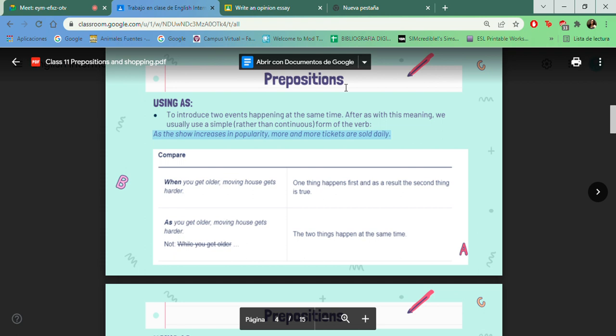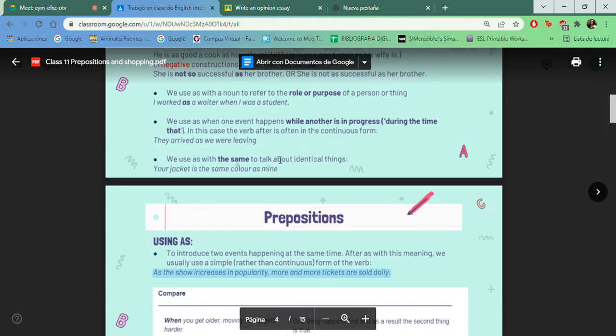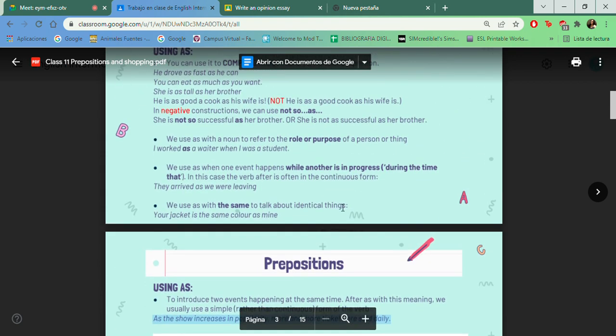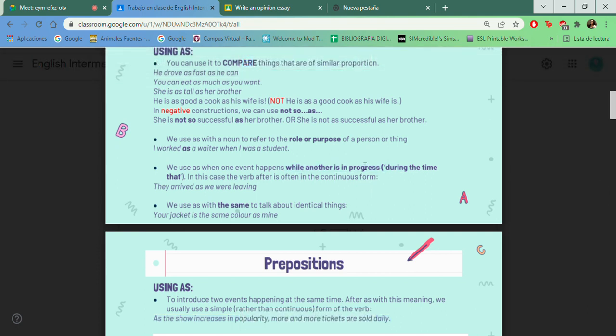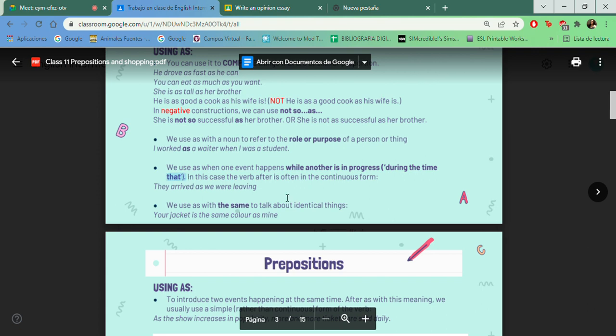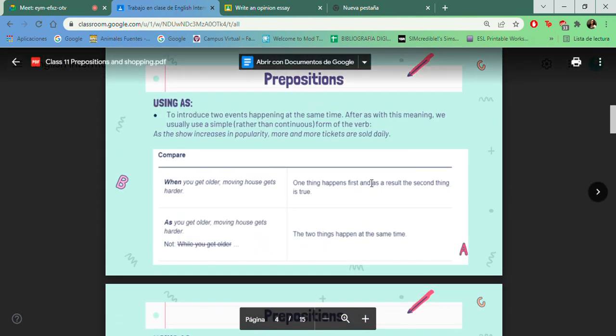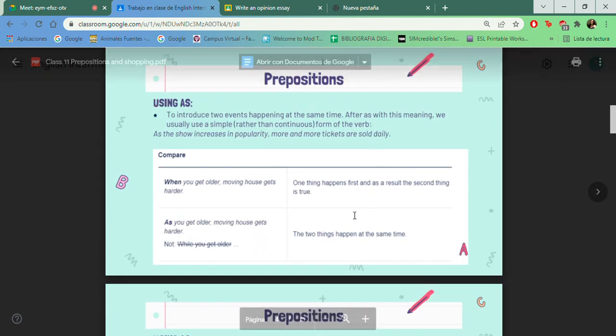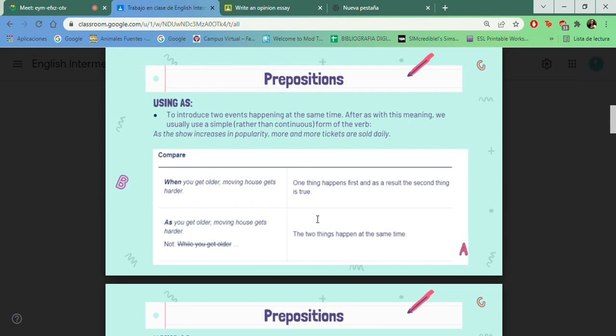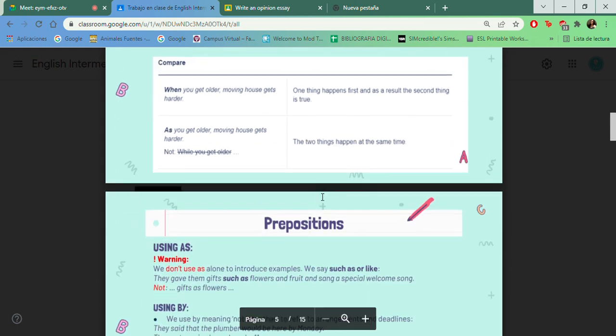You don't use while here. You can use when, but it's more common to use as instead of when, but don't use while. While we use when we talk about another action in progress. You can use while during the time, right? And here you have to use the present simple for this use of the preposition.